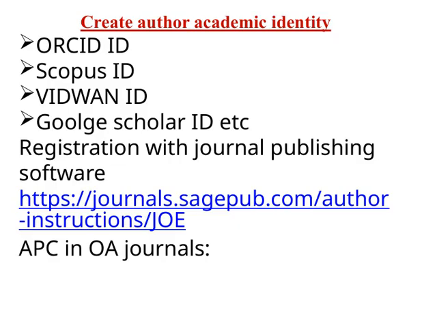Now, let's talk about creating your academic identity as an author. First, it's essential to have your ORCID ID, Scopus ID, VIDWAN ID, and Google Scholar ID. These identifiers help establish your presence across various platforms and make your work easily discoverable. Registering with journal publishing software is also a key step. For example, you can find the author instructions at the Sage Journals website, which provides guidance on submitting your work properly.